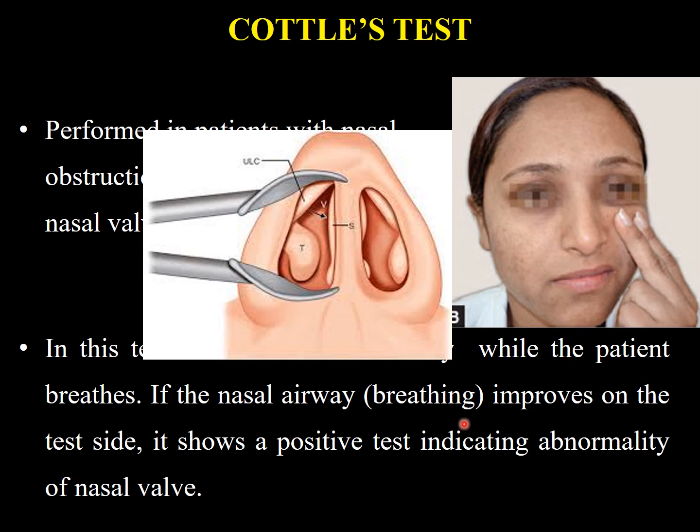The nasal valve area is basically where the anterior end of the inferior turbinate is, medially the septum, and superiorly the ridge is present at the junction of the upper and the lower alar cartilages.